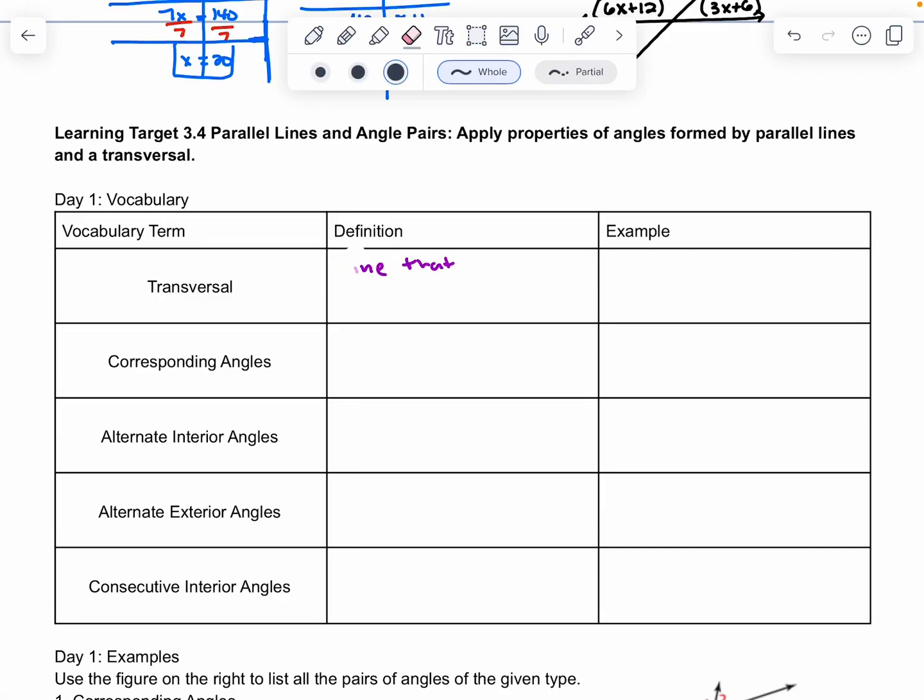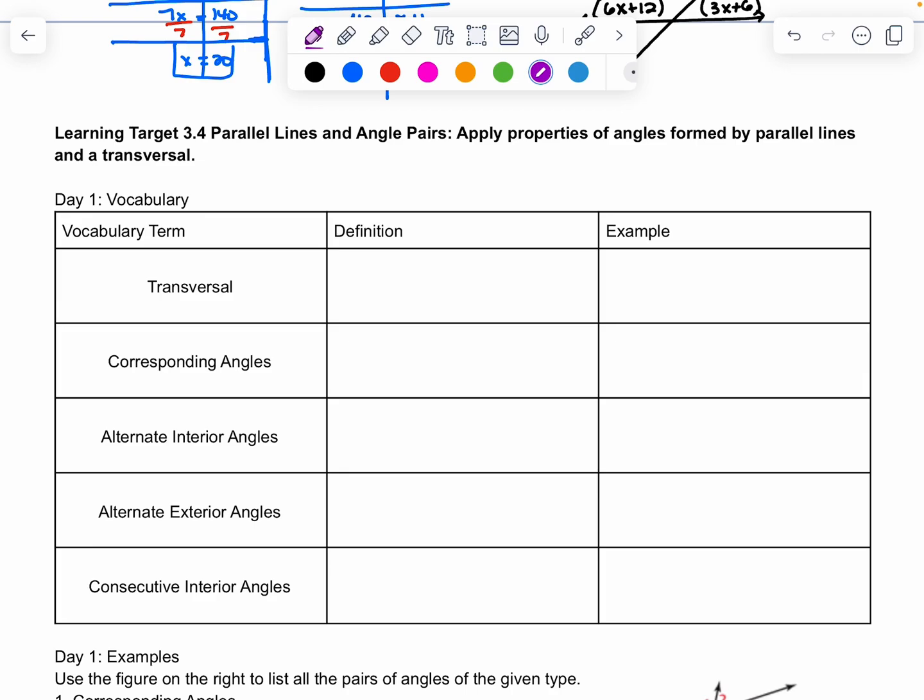So we're going to be looking at Learning Target 3-4, parallel lines and angle pairs. And we're going to apply the properties of angles formed by parallel lines in a transversal. This is actually split into 2 different days. Day 1 is going to be the vocabulary and just making sure that you have the classification down. And then day 2 will be focused on figuring out the relationships based on that classification.